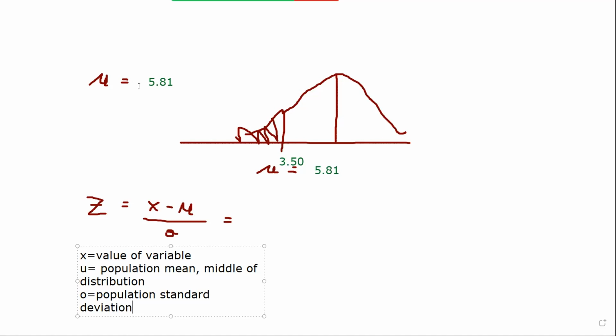Mu is $5.81. X here is going to be $3.50. I'll show you why in a minute. X is $3.50. And my sigma is 81. That's my standard deviation. So my sigma is 0.81, sorry, 81 cents. So now, let me go back because I promised I would go back and share this.